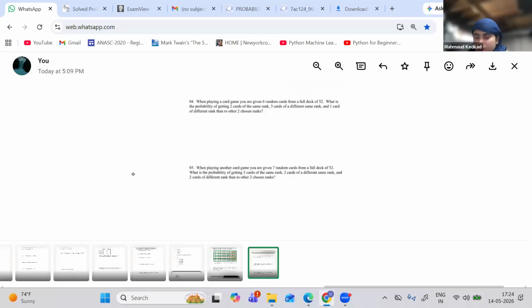What is the probability of getting three cards of the same rank, two cards of a different rank, and then two cards of a different rank? Okay, so then you just do the same thing: 13C1, 4C3, then 12C1, 4C2, and then 11C1, 4C2 again. Two cards of a different rank. Yes. Good. Let me write that.